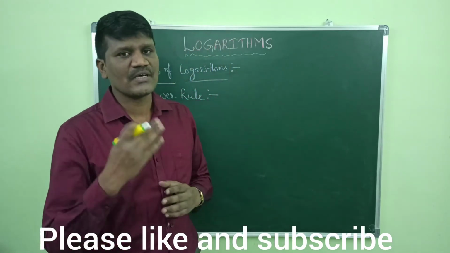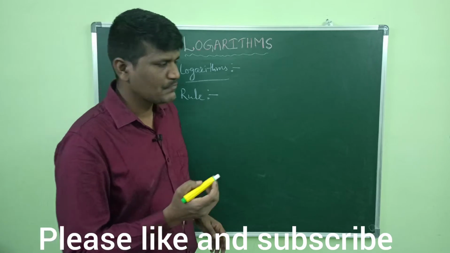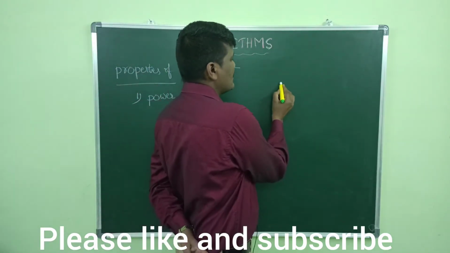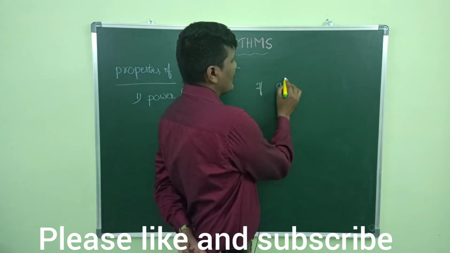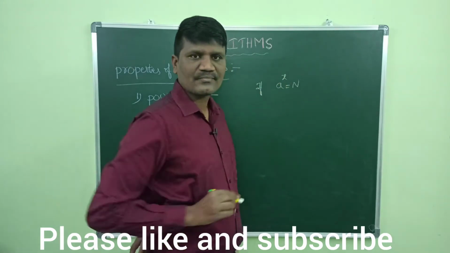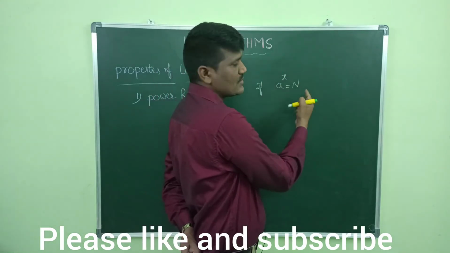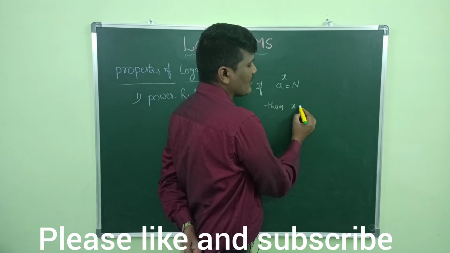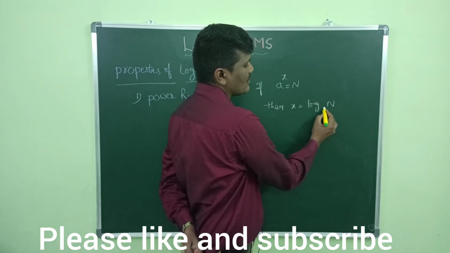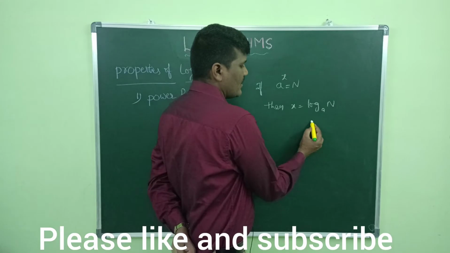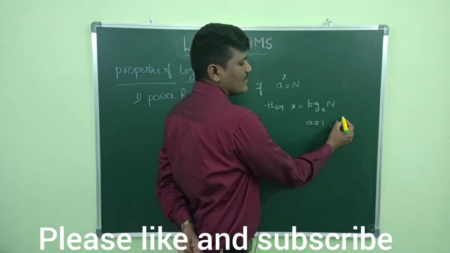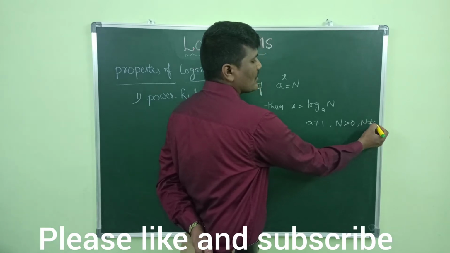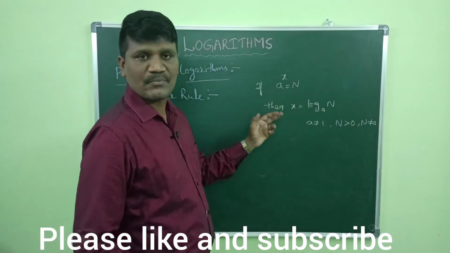The formulas we have seen in the previous video: the first one is the definition of the logarithm. If a power x is equal to n, in exponential form, then we write the power x is equal to logarithm of n to the base a, where a is not equal to 1 and n is greater than 0. This one we have learned in the previous video.